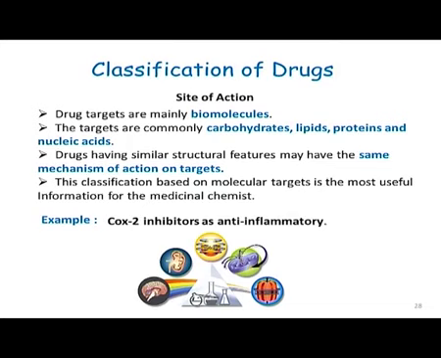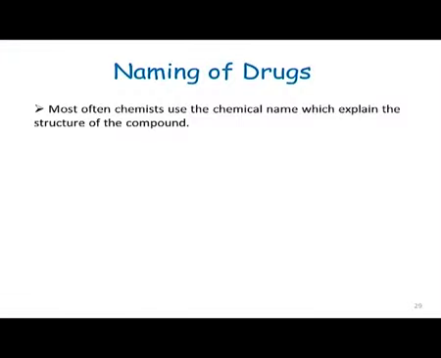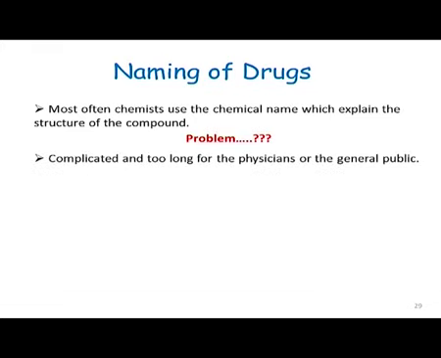Then the third thing about drugs is you have got to know how to classify the drugs. The second thing is how to name a drug. Now naming is something tricky. Why is it tricky? Because most of the chemists use chemical names which explain the structure of a compound, like some of the structures we just saw in the previous slides. But those structures cannot be given as the name of the drug molecule, simply because they are too complicated and too long for physicians or for the general public.